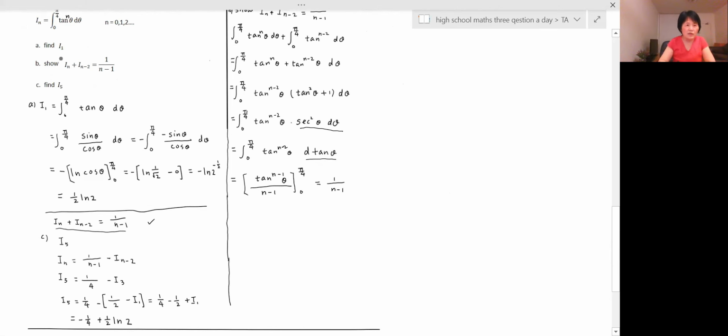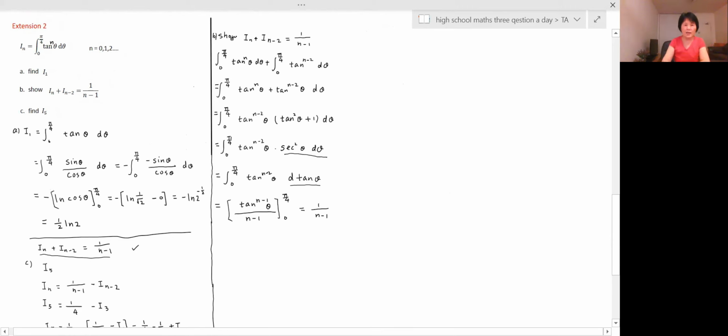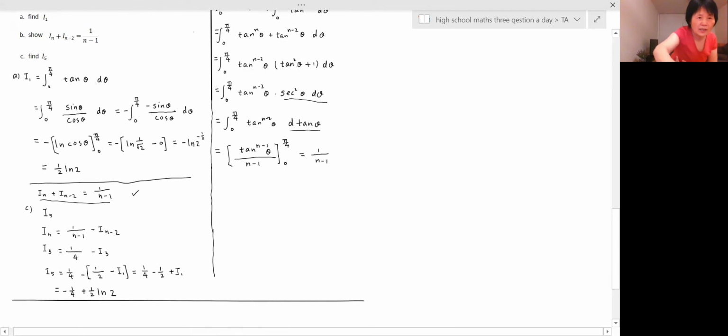So the first one, I found I1, I already found I1. Next one B. So need to show In plus In minus 2 equal to 1 over n minus 1. So we need to show since In plus In minus 2 equal to this one. Then I already showed this one. Next one, so need to find I5. I5, so this is the formula we already showed.